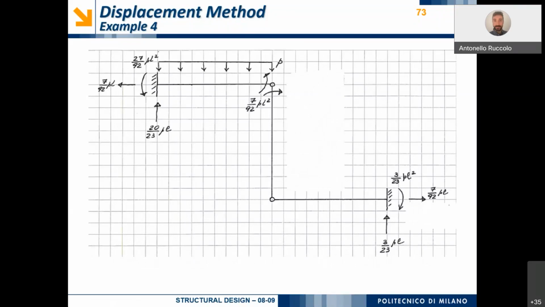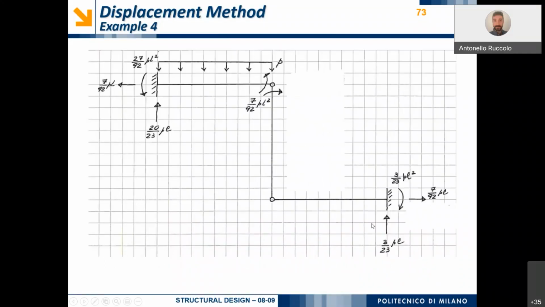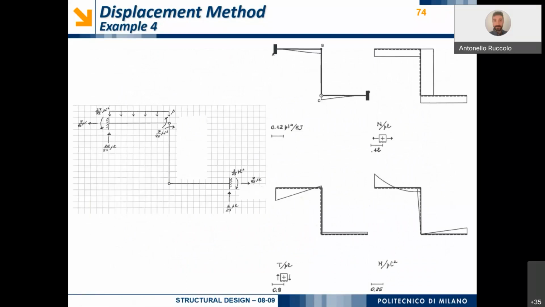of case 0, plus those of case 1 plus those of case 2, each of them multiplied times the actual value of phi and theta. And we can find these reactions. Once we know the reactions, it is trivial to find the distribution of internal forces, because the structure actually is very simple. Okay, it is just cantilever, nothing else.